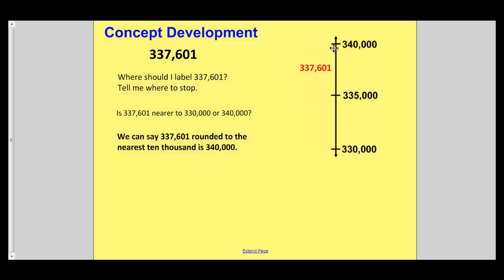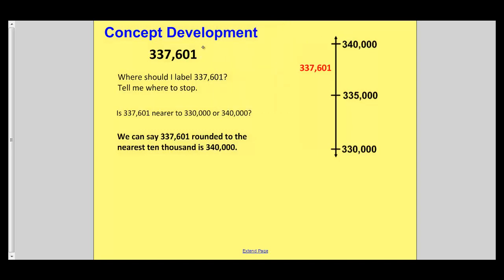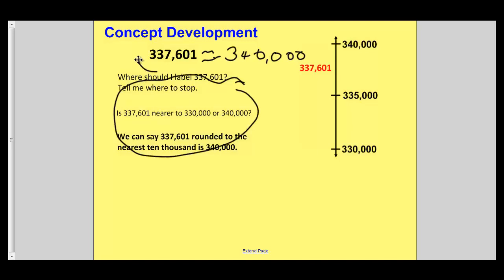Make sure that you label this number on your vertical number line, and I want you to go ahead and write 337,601, and I want you to use those little scribble marks that looks like an equal sign, but it's not. The one that kind of looks like a wavy equal sign like this. I'm still getting used to this pen. And then I want you to write 340,000. You don't have to write all the other stuff that I wrote. I don't expect you to write all of this stuff, but I do want you to write this in your journal.